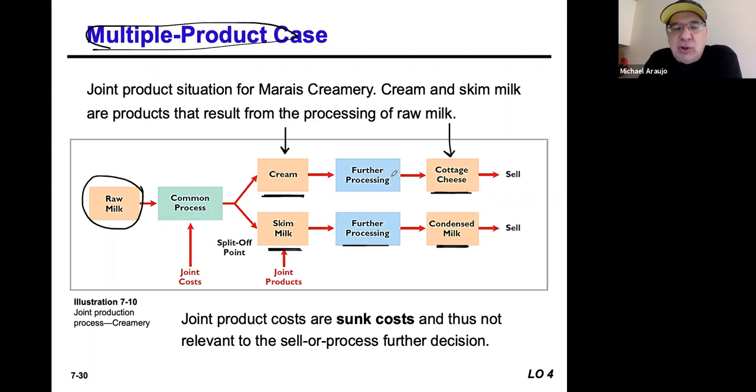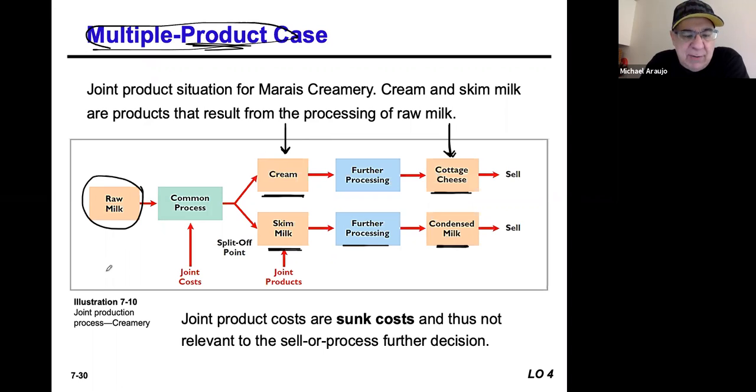And so the question is, do they stop at this process, sell what they've got, or do they process it further into these other products? Because in the case of a dairy or a creamery, you're going to have a chance to produce other products from your main products.